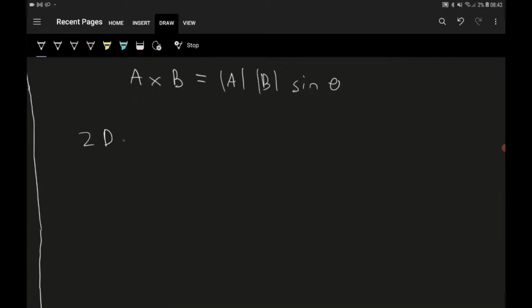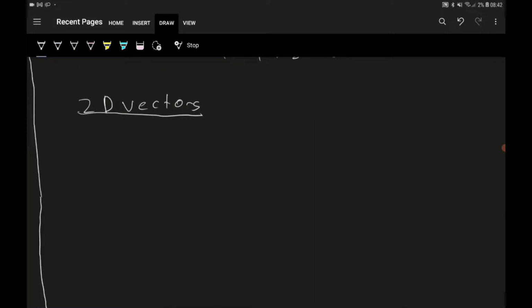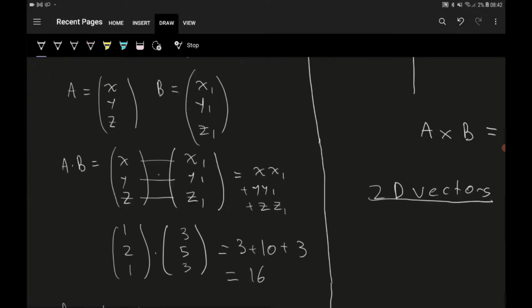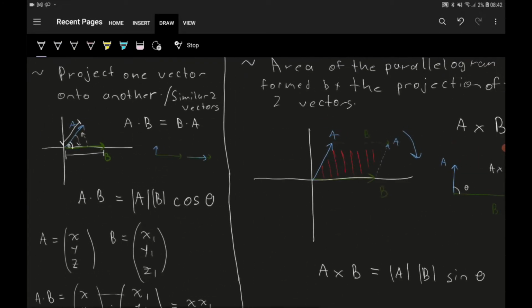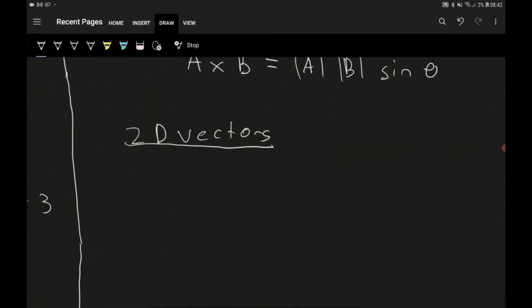So 2D vectors. It's harder to do it for 3D, that's why I'm going over 2D first, then I'll also go over 3D. In the dot product there was no need at all. So for a 2D vector, let's say A is (2, 1) and B is (3, 5).